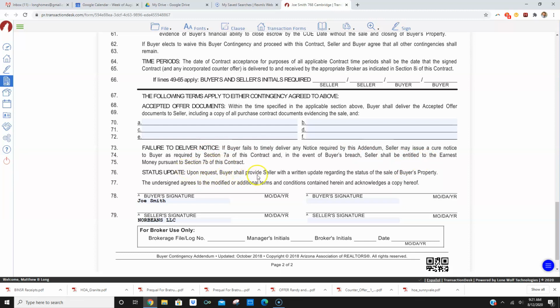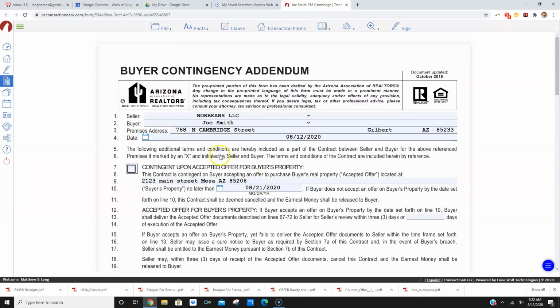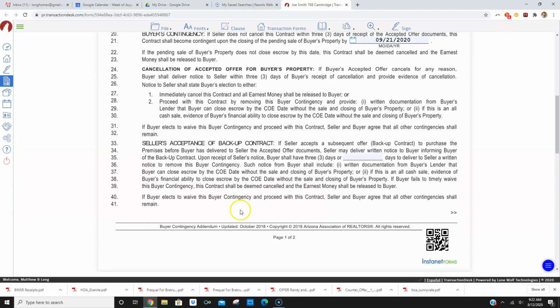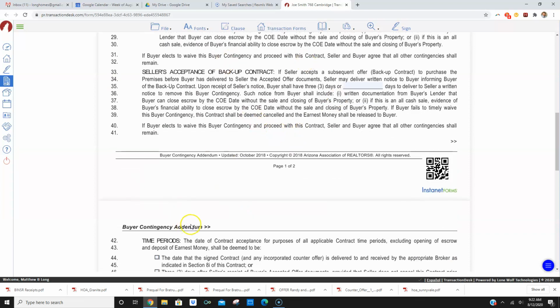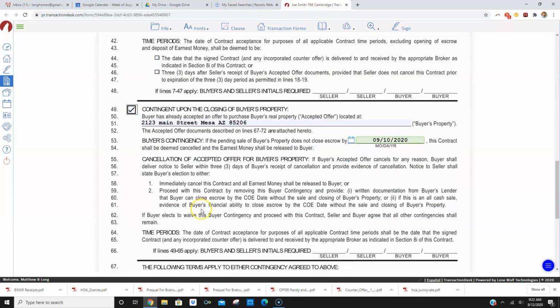Upon request, buyer shall provide seller with a written update regarding the status of the sale of the buyer's property. And then everybody signs. So as you can see, the buyer contingency addendum is a complex document. There's a lot going on. But if you don't read it and just fill in the few little blanks that are here, you're going to miss a lot about what it's actually saying and what it's actually doing.